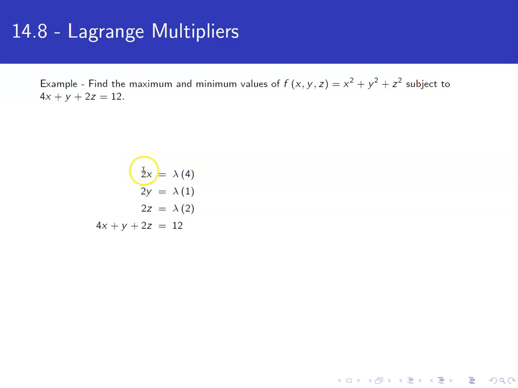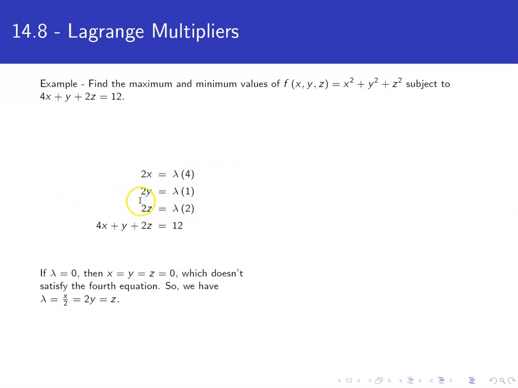So again, here we're just setting the partial with respect to x for f equal to lambda times the partial of g with respect to x. And then likewise for y and likewise for z. Notice that if our lambda is equal to 0, then the x, y, and z would all have to be 0, and that doesn't satisfy our third equation. So it should be pretty clear that lambda can't be 0. Let's go ahead and just solve for lambda then.